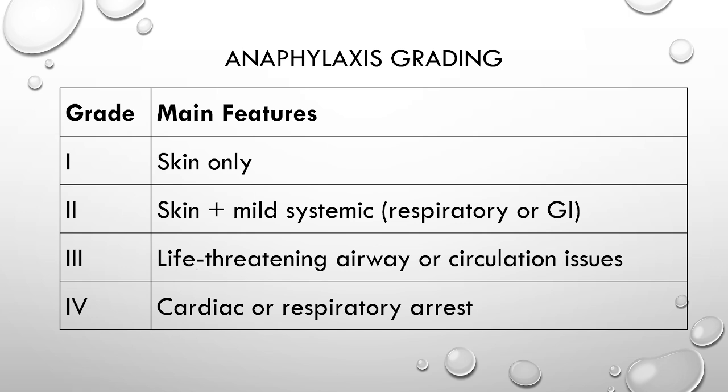So anaphylaxis can be graded into four. Grade 1 usually involves skin. Grade 2 involves skin with mild symptoms which are not serious. Grade 3 involves life-threatening airway problems like bronchospasm and circulation issues like hypotension and tachycardia, which is serious. And grade 4 is cardiac or respiratory arrest.